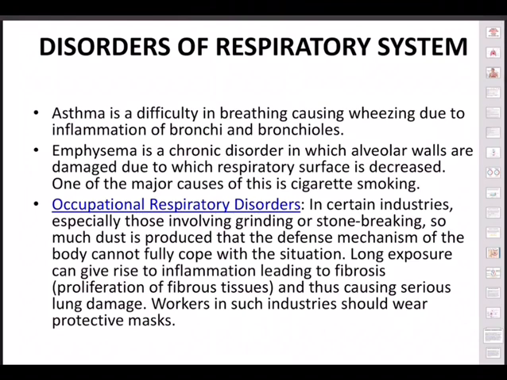And of course, some believe that it is a genetic disease. And some believe that it is because of reaction to certain substances. Like somebody inhales pollen grains, immediately they have the difficulty. So it's a sort of allergic reaction, asthma. And emphysema is a chronic disorder in which alveolar walls are damaged, due to which the respiratory surface is decreased. One of the major causes of this is cigarette smoking.